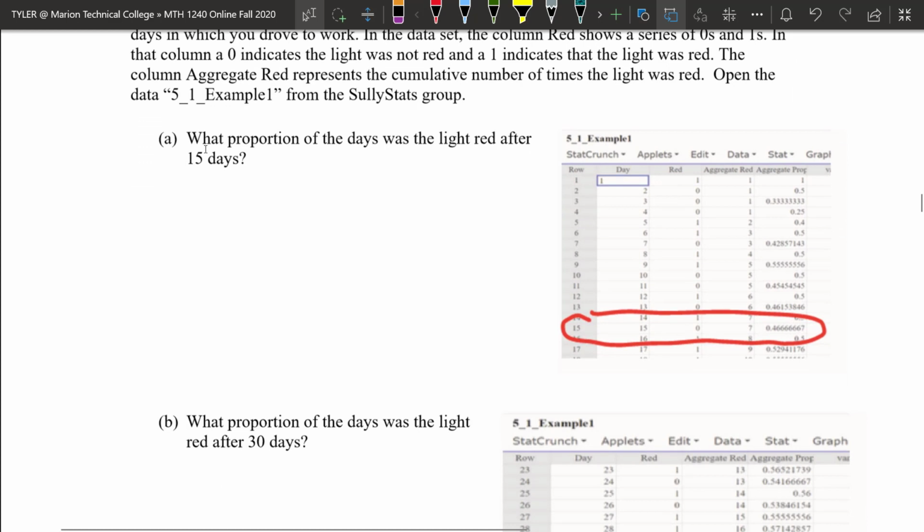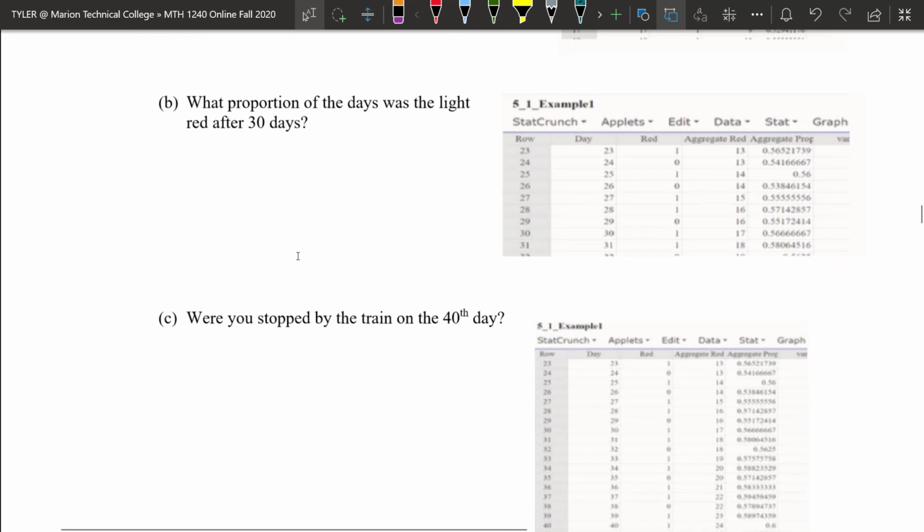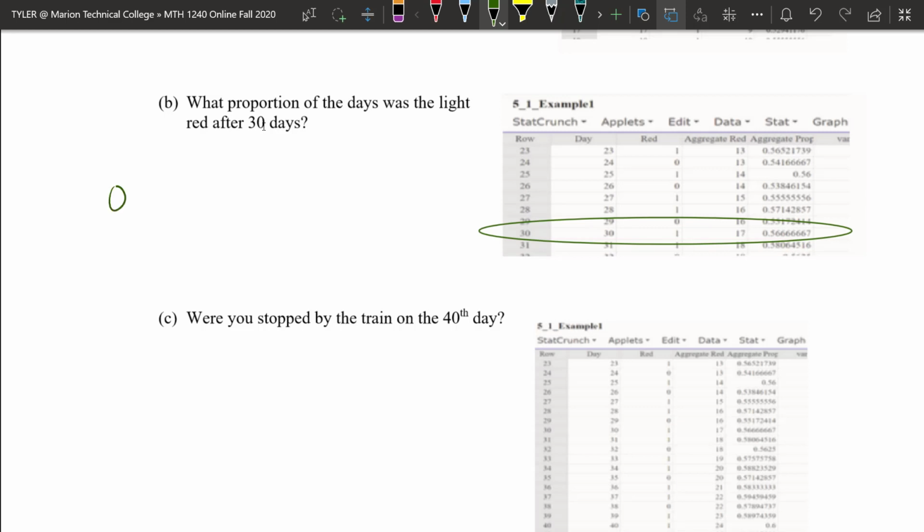So it says, what proportion of the days was the light red after 15 days? So we have this aggregate proportion for 15 days, so we can see that number is 0.466. It looks like 6 repeating, so like 0.467. And then, what proportion of the days was the light red after 30 days? I'm looking for day 30. So that proportion was 0.567 roughly, right?